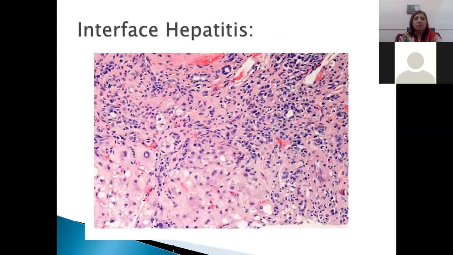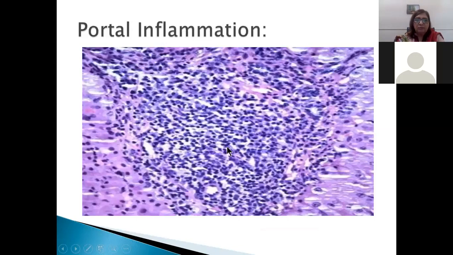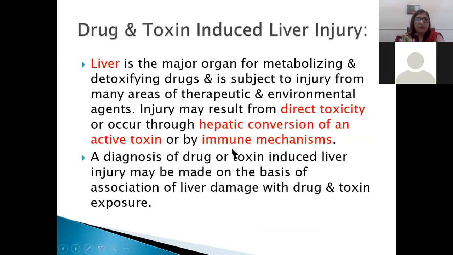So in this case, you can see there is marked inflammation present. These are all inflammatory infiltrates present in the portal area and they are going into the lobules. So this is interface hepatitis. And this is all portal tract inflammation present in the case of hepatitis, portal inflammation.